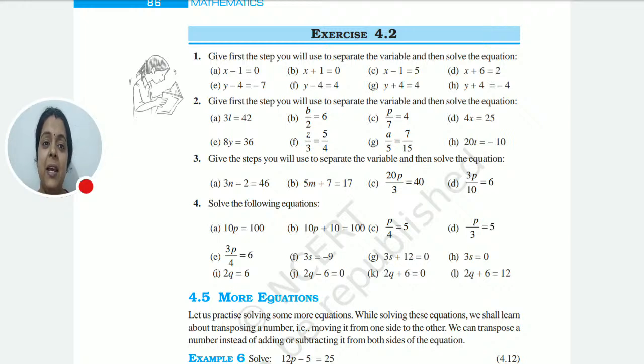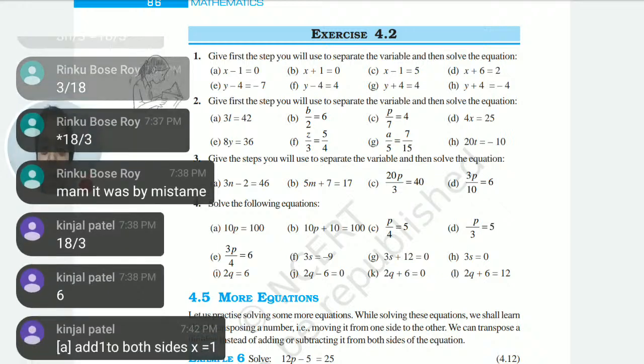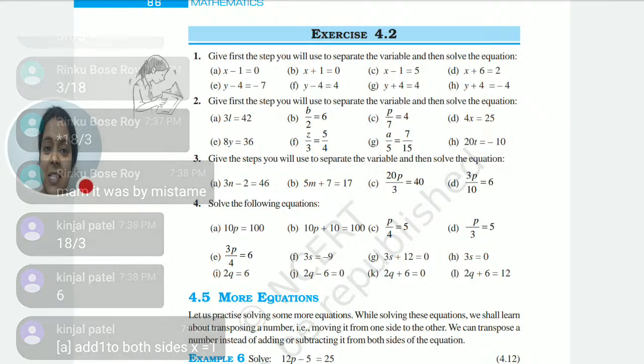Question number 1. Give first the step you will use to separate the variable and then solve the equation. It's the same now. First, the step you will use to separate the variable, then solve the equation. What to do? Undoubtedly, first step is what? Question number 1A. Focus on question number 1A. Very good. What is the first step?